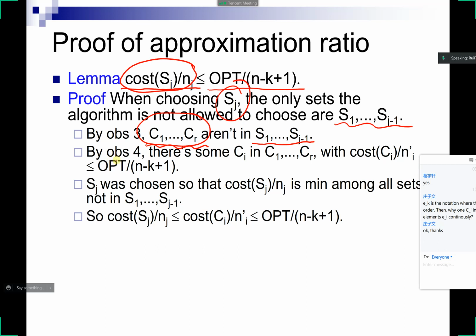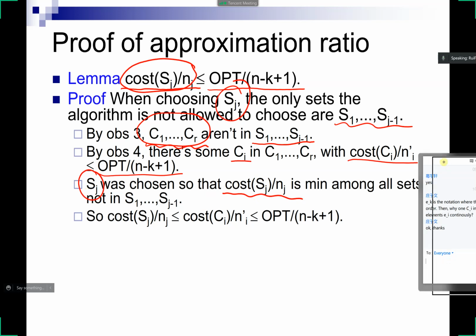Okay, and furthermore, by the fourth observation, we know that at least one of these sets is actually pretty cheap. The average cost to cover an uncovered element is going to be opt divided by m minus k plus 1. And so now, because we have a greedy algorithm, the way that we chose Sj was that we chose Sj to have the minimum cost divided by newly covered elements.